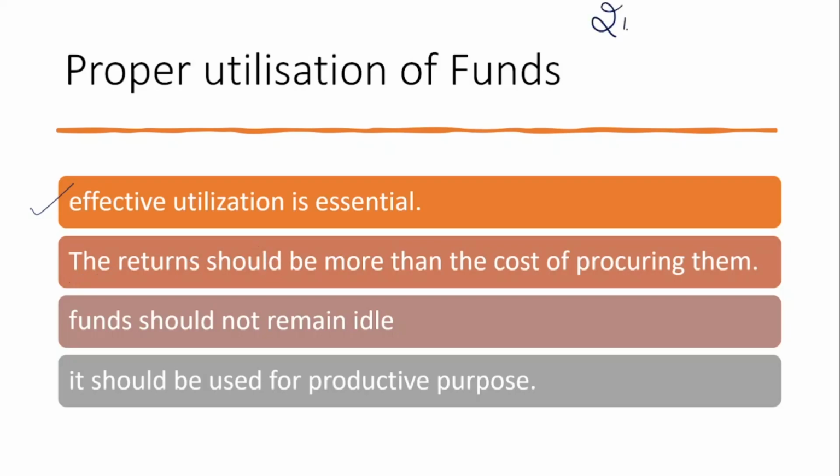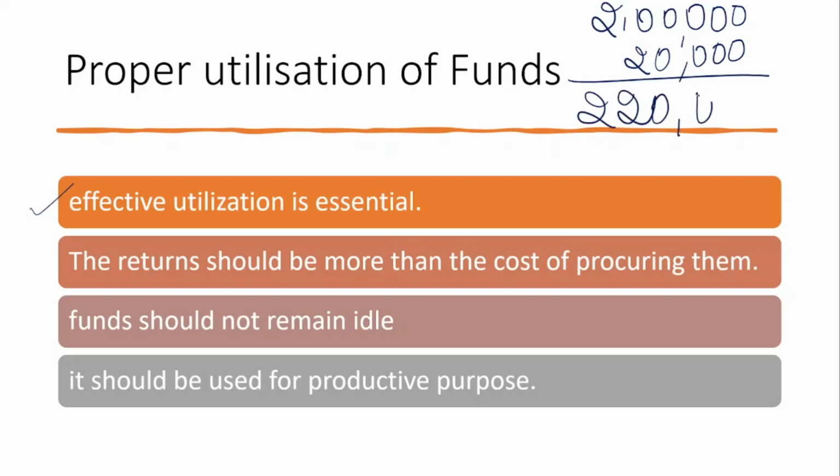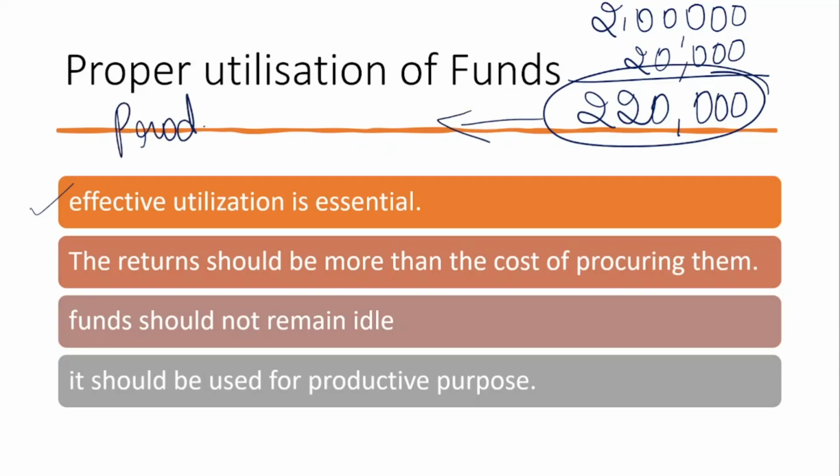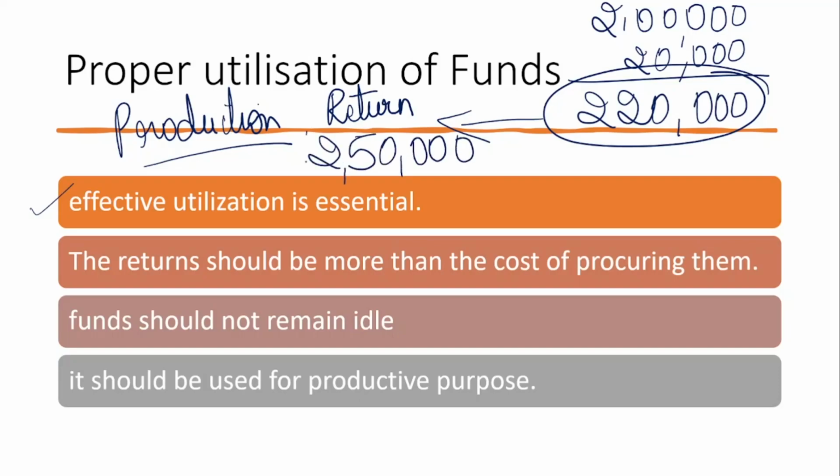Now I have raised 2 lakh rupees in funds, for which I need to pay 20,000 rupees of interest. So in total, how much do I need to pay back? 2 lakh 20,000. Now I will use this in a production activity. Whatever returns I get from selling the products I have manufactured, I need to get more than 2 lakh 20,000. Let me think, 2 lakh 50,000.